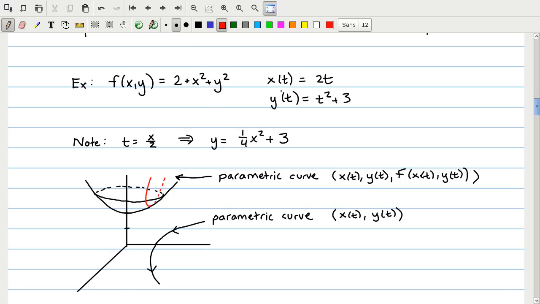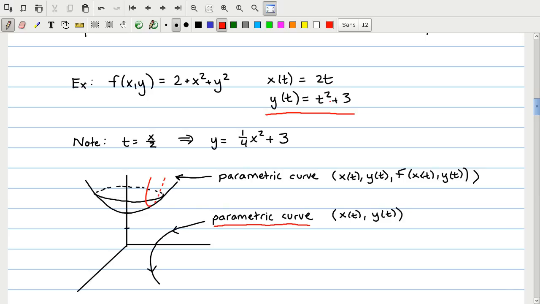Now, suppose that x of t is given by the expression 2t, and y of t depends on t like t squared plus 3. How does z change as t changes? We can think of these two equations for x and y as representing a parametric curve in the xy plane. As x and y evolve, they trace out a curve like this in the xy plane. So x starts negative and becomes positive. It grows linearly with time.